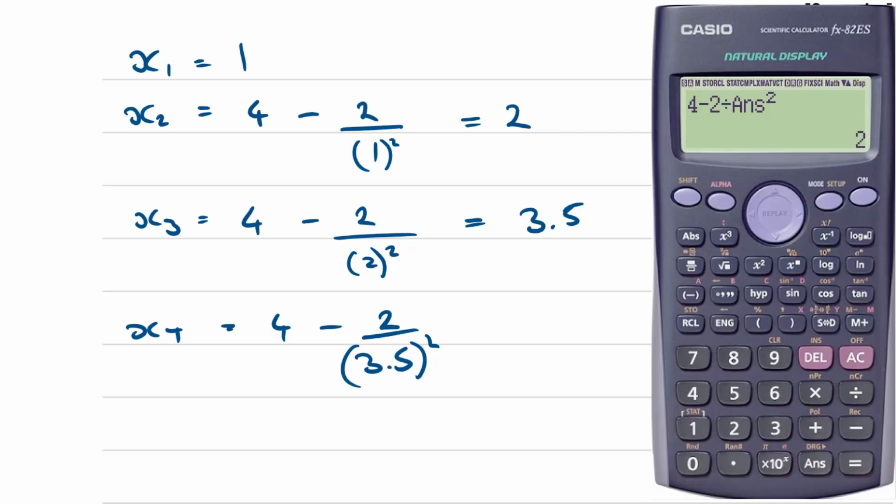But the clever thing is now 2 is the stored value. So if I just press the equal button again, it will feed 2 into that same expression and recalculate it. So that gives me my 3.5. So to make this easier on myself, now all I have to keep doing is just press equals, and that will keep giving me the next one. So the next one is 3.84 to 2 decimal places.